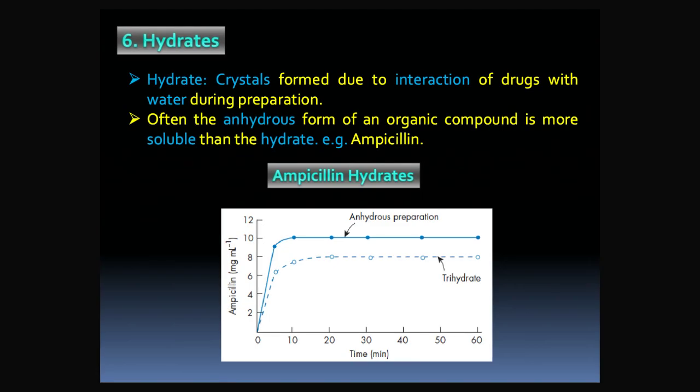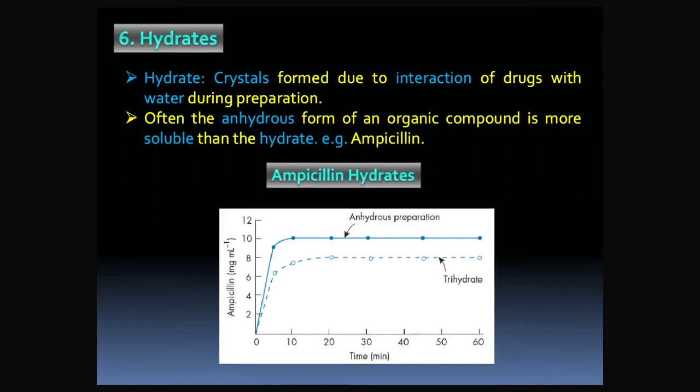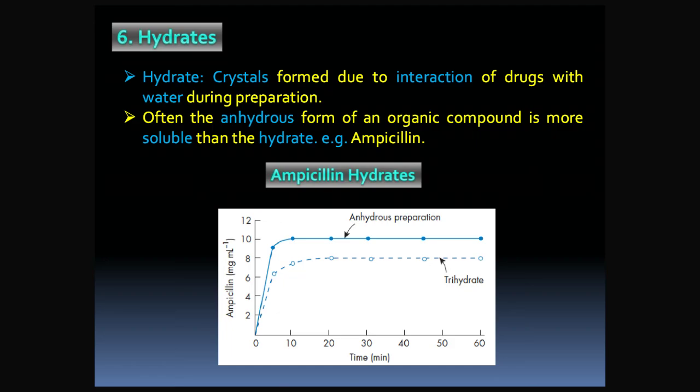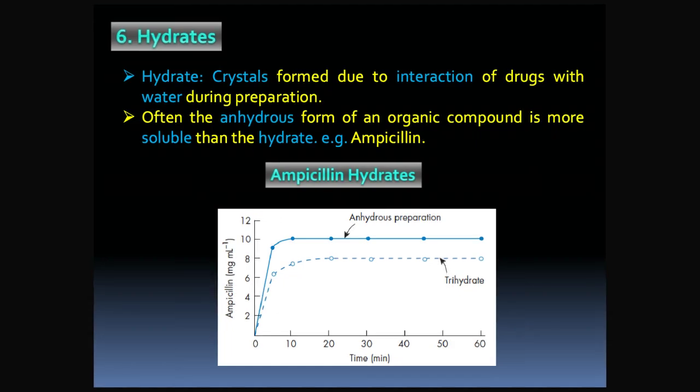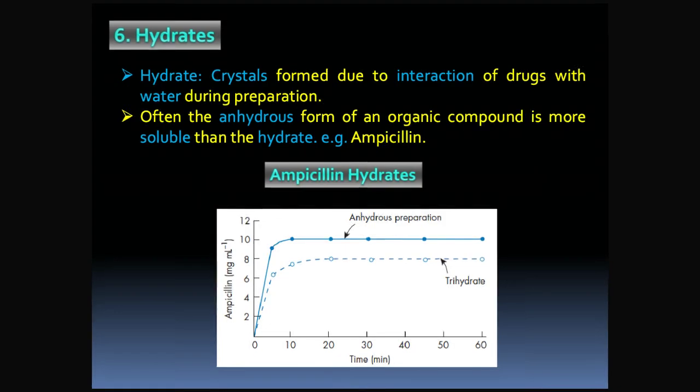Hydrates occur when water molecules become integral parts of a drug's crystal lattice, forming what we call solvates. For organic compounds like ampicillin, the anhydrous form typically exhibits significantly higher solubility because it lacks the stabilizing water molecules that lower the free energy of the hydrated crystal.